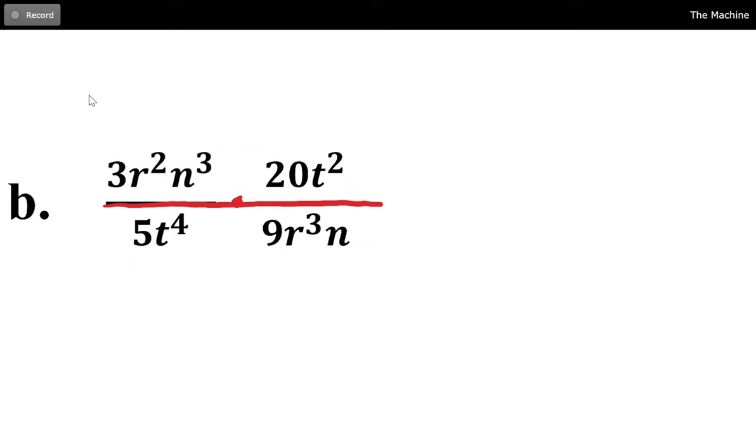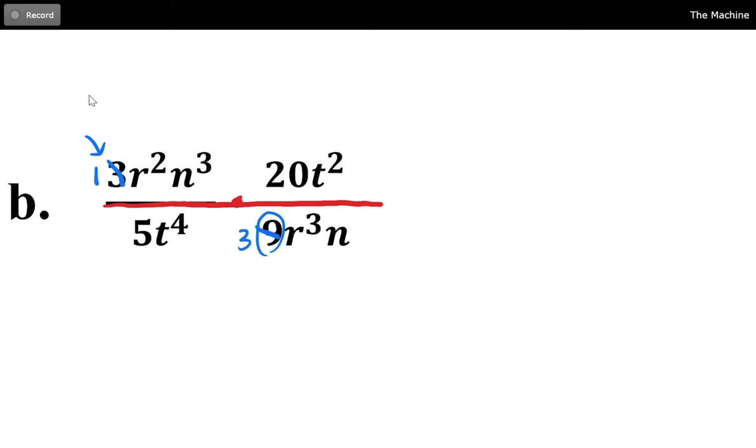I'm going to start on the left, with the 3 here, and I'm looking for anything that the 3 will cancel with. It will cancel with this 9 over here, because it's multiplied. So how did the 3 and the 9 cancel? This leaves me a 1, this leaves me a 3.